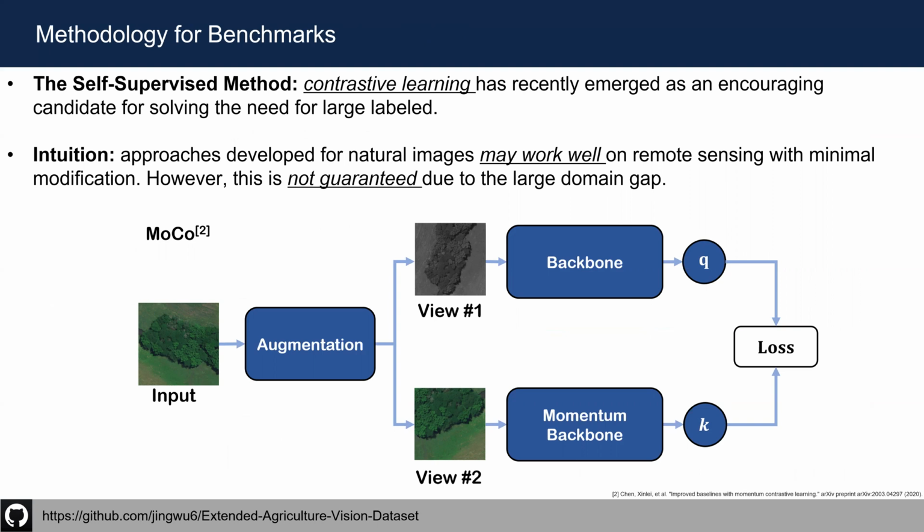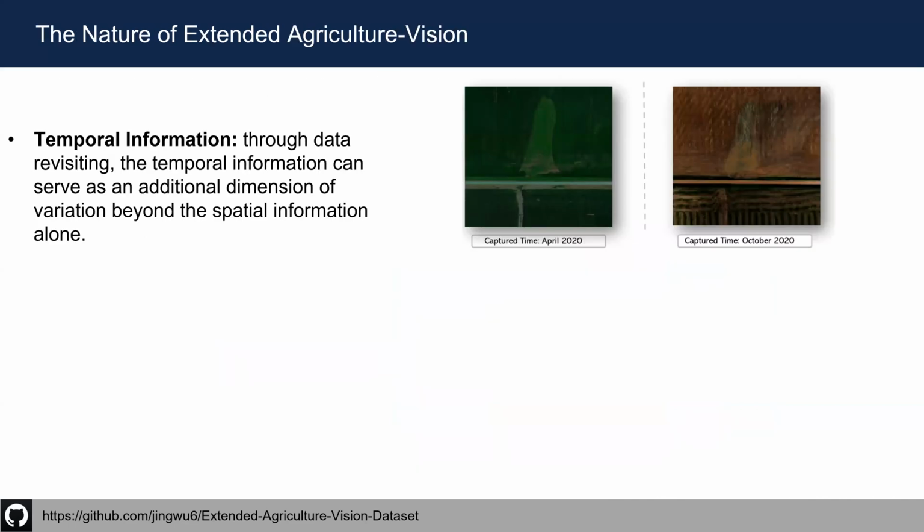While contrastive learning shows superior results for natural images in the computer vision community, with minimal modifications, such a contrastive learning method may work well on remote sensing images. However, this is not guaranteed due to the large domain gap. Meanwhile, the properties of remote sensing are not fully explored. To address these issues, we first investigate the nature of Extended Agriculture Vision. One of the most important properties of the dataset is the temporal information.